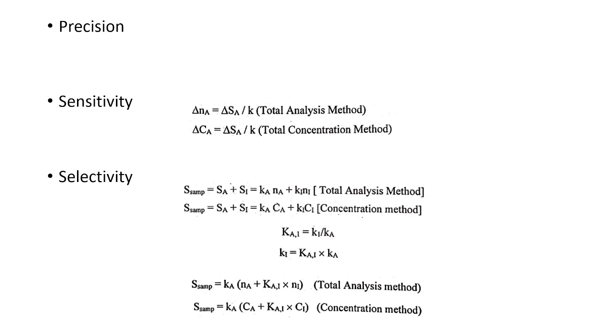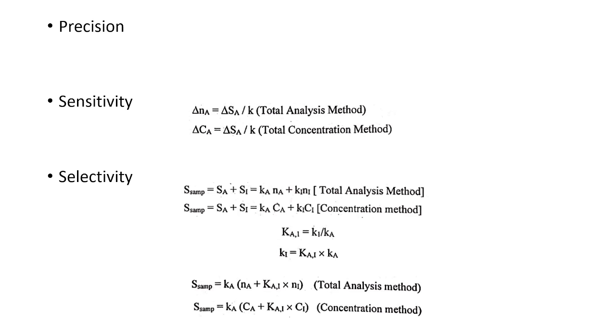So here the selectivity coefficient is easy to calculate if Ka and Ki can be independently determined. So the signal for the sample can be measured in presence or absence of known amounts of analyte and interferent, and can be used to calculate the K_ai value.